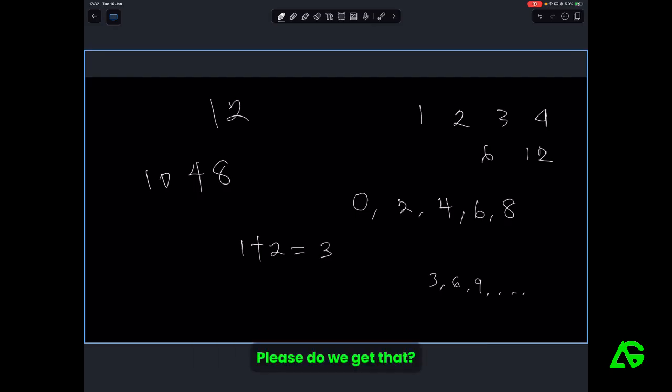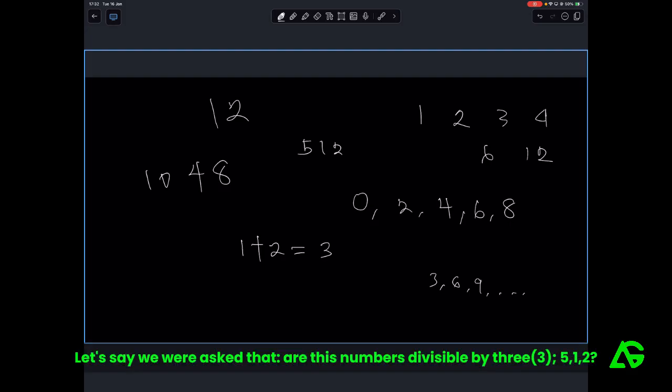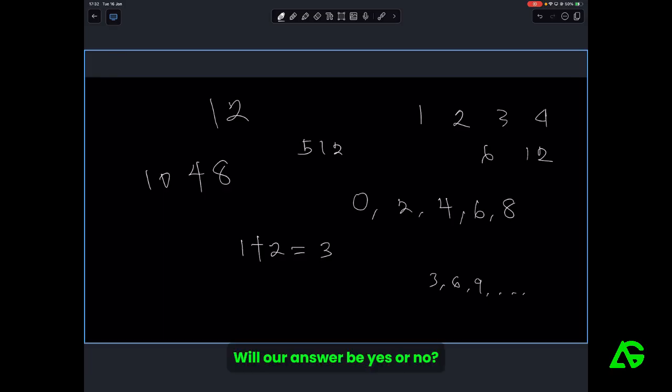Please, do we get that? Now, if I have, for instance, 5, 1, 2, I want to ask a question. Is this number divisible by 3? 5, 1, 2. Is the answer yes or no? No. Can you tell me a reason why it is no?